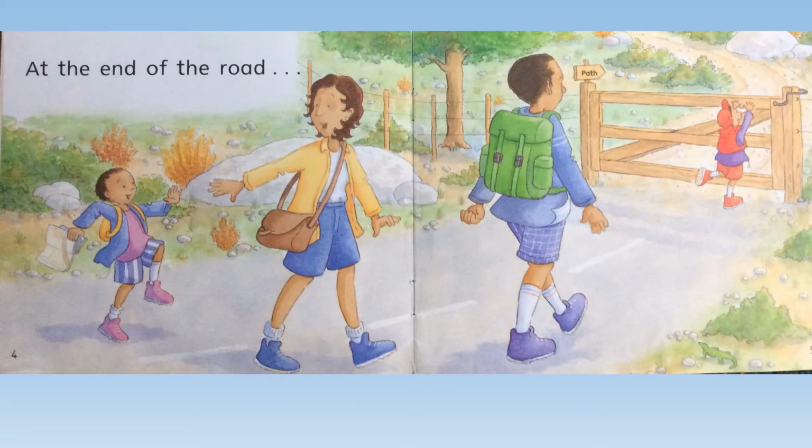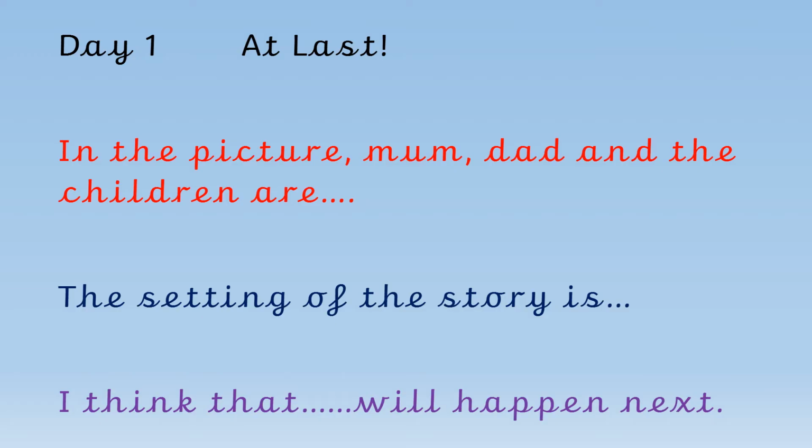On the interactive whiteboard we have a large copy of the text for all the children to see. This is an example of one of the texts we might use: At the End of the Road. Each day certain questions will come up during that book. So in the picture, mum, dad and the children are coming up to the gate, and the children might answer that. And then the setting of the story is the countryside.